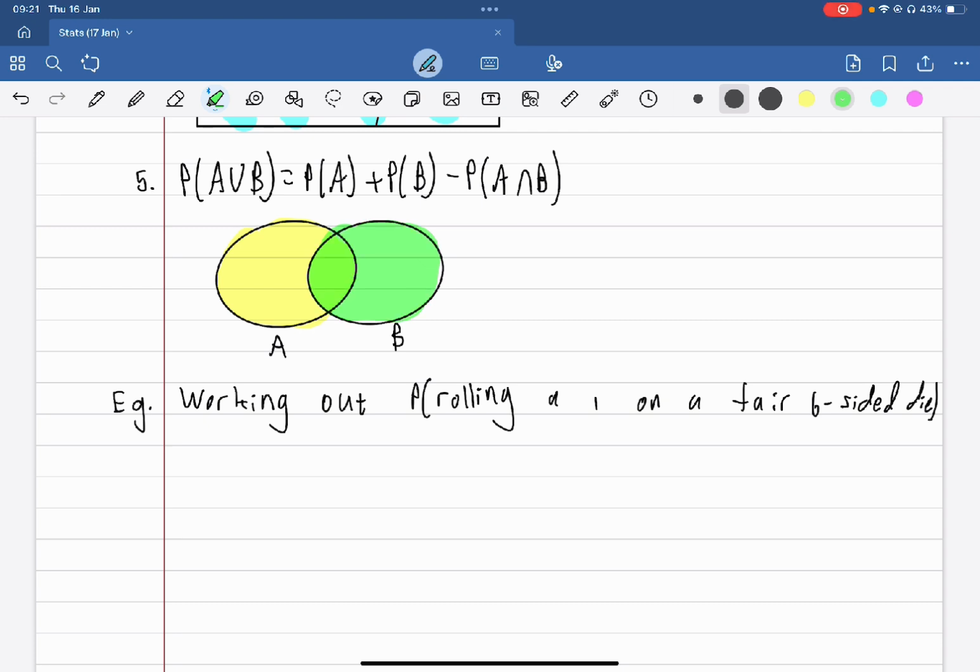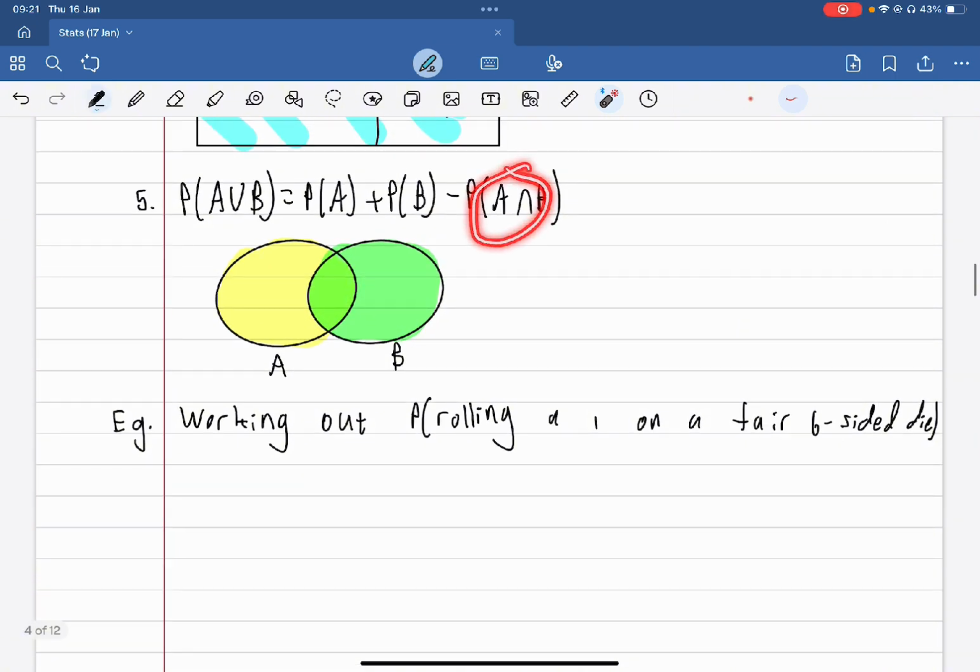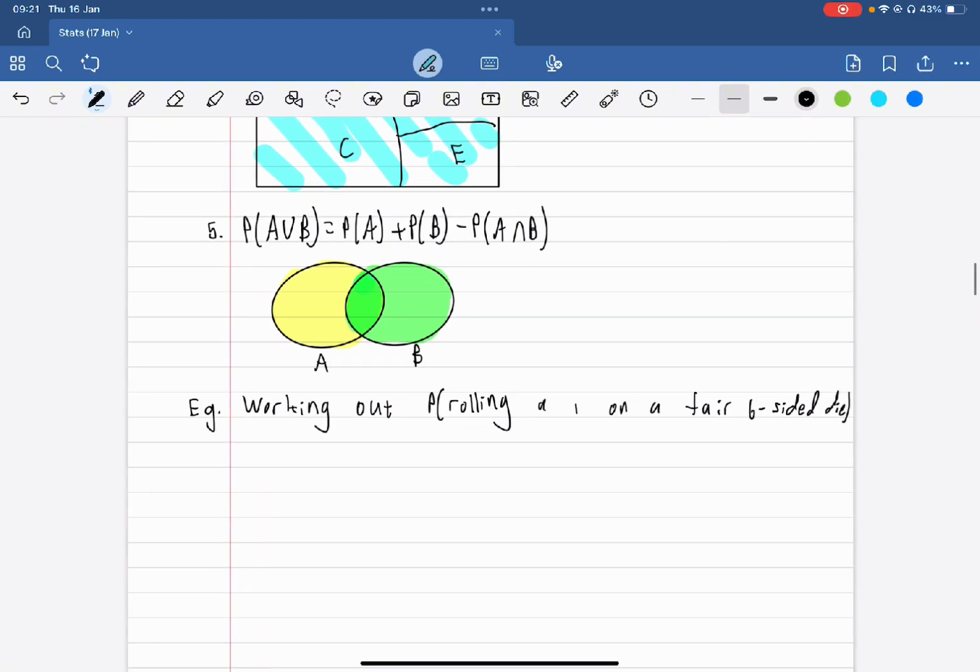Okay. And then the probability of A or B is them both combined. But as you can see, when you highlighted it, we highlighted this middle region twice. So what we have to do is subtract the probability of A and B, which is this middle region right here. So we have to subtract that because we added it twice, basically. Cool.